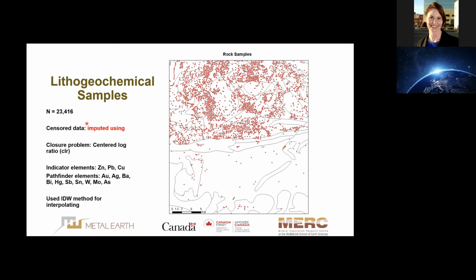Both myself and Paran and Hemming are looking at the closure problem using centered log ratios. And then we're looking at indicator elements. And we determined this from IOGAS software, which has different models, VMS, orogenic gold, etc. And these are the indicator minerals and pathfinder elements that are recommended by IOGAS.